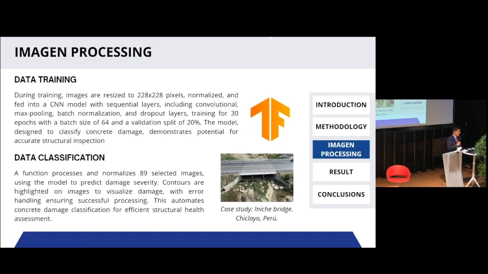For the data training, the big problem that we got is the drone gave us images with large pixels. So we need to resize these images into 228 pixels, because we need to train the data. And we consider a validation of 20%. It also gave us a problem because when you cut the image, you lose the metadata of the image. So we need to get the metadata of the image and then put it with the recreated image. So we use a case study of each bridge in my country. So we get 89 selected images.